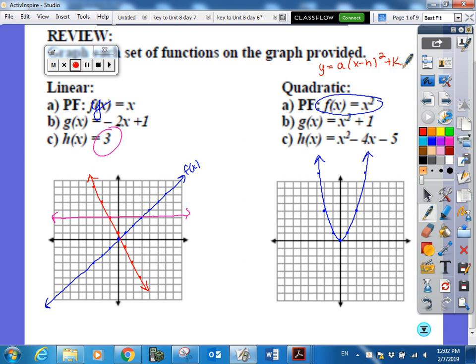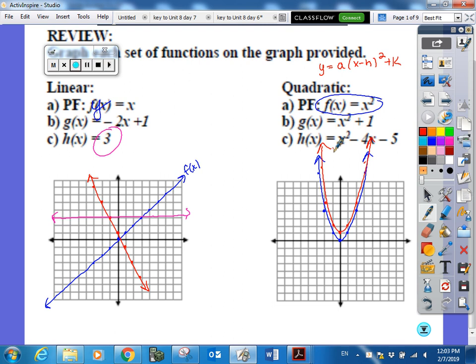Now, you might not always be given it in vertex form. Like g of x is in vertex form. That's just h is 0 and a is 1. This one is not in vertex form, so we might have to plug in some points to figure out what it is. But x squared plus 1 is just this graph. Everything's moved up 1. So all those points are moved up 1. It's the exact same graph, just moved up 1.